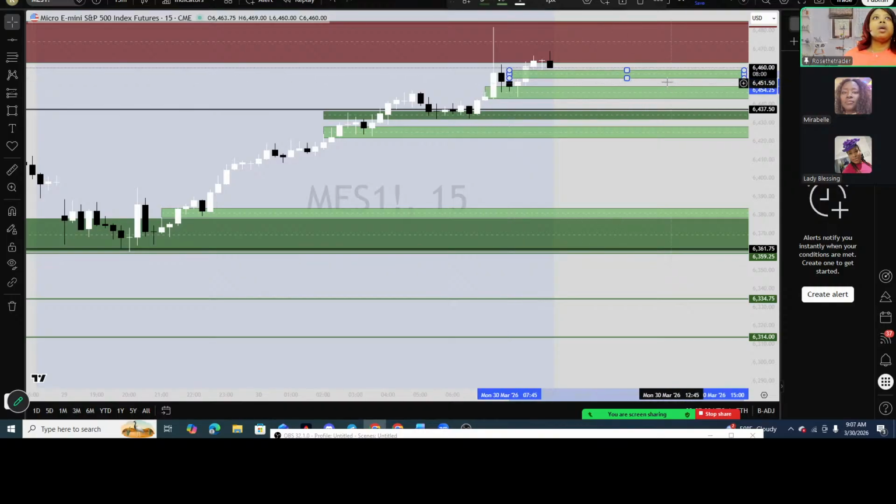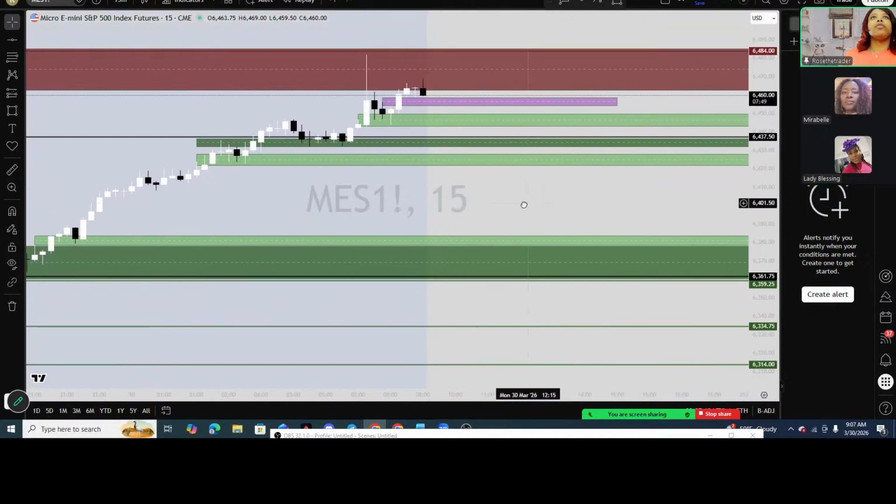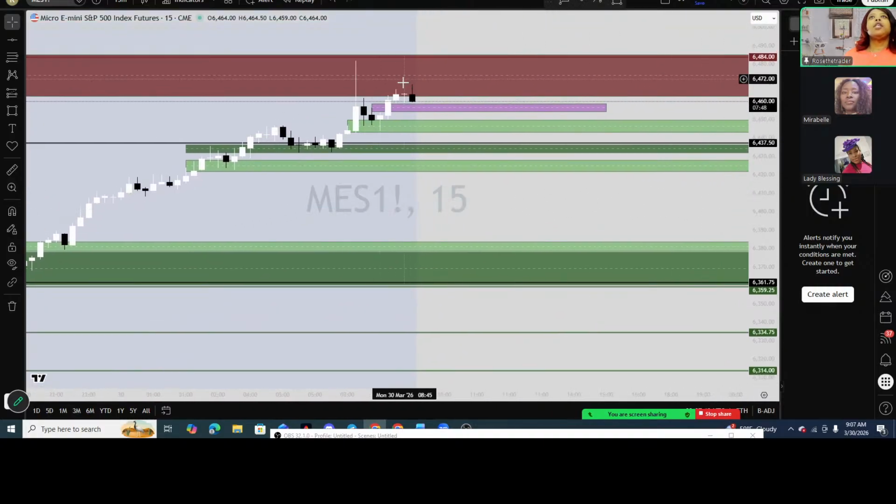Okay, and my fair value gap, I like to make it purple so that I remember. Do whatever works for you. For me, I'm color coordinated. If not, I get confused. Somebody will take this trade. It's coming down. Somebody will take this trade, I say right now.